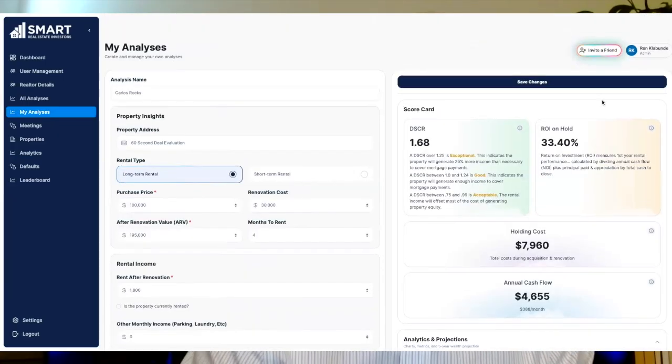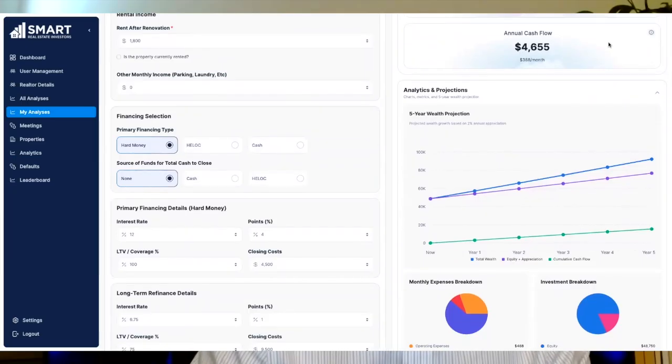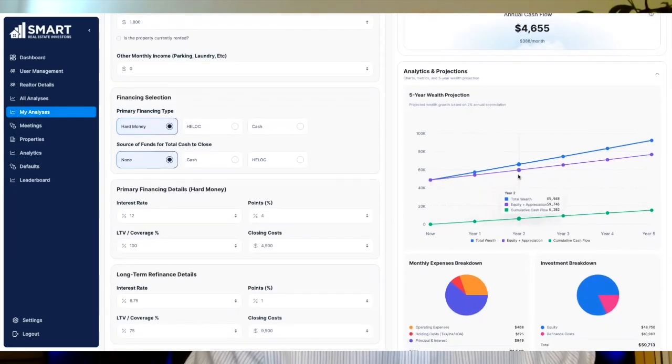The second number is operational cash flow. Once the costs of owning the property are understood, we can see whether the income creates meaningful financial margin or whether the property quietly consumes more cash than expected.